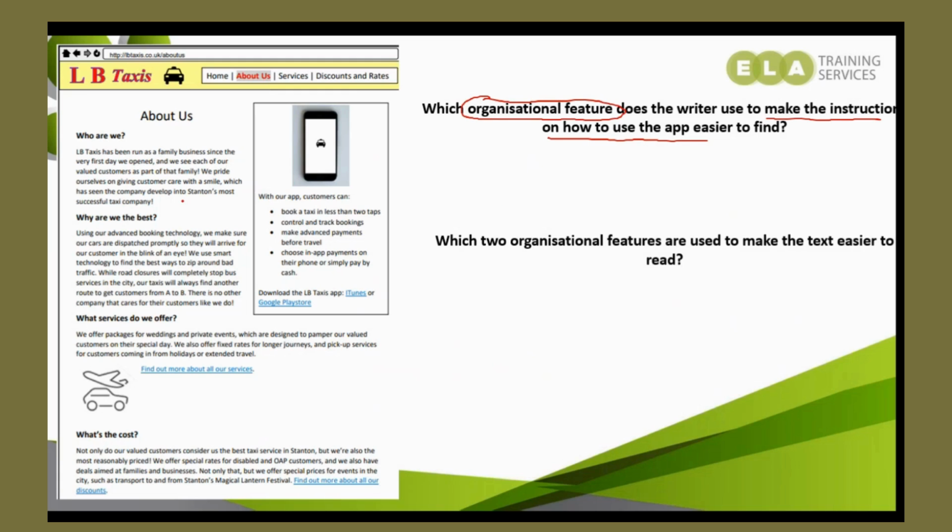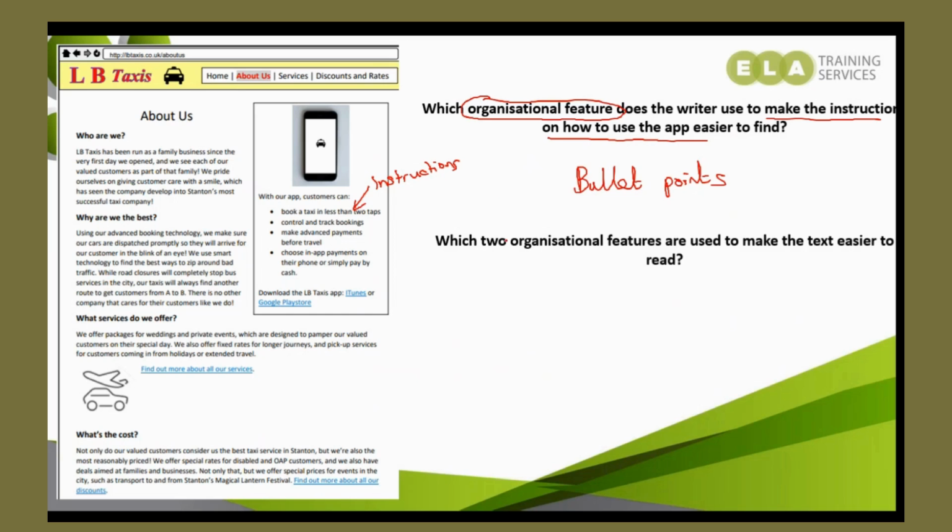So for example, it wouldn't be a subheading because none of the subheadings here comment about an app. It's not the heading because that tells us about the taxi, but we do have this little text box here. And it says here, with our app, customers can book a taxi, control and track, manage advance payments, choose. So here we have our instructions and they are not presented in a paragraph. They are actually presented in bullet points. So which organisational feature does the writer use to help make the instructions easier to see? Well, he uses bullet points and that would be our answer.